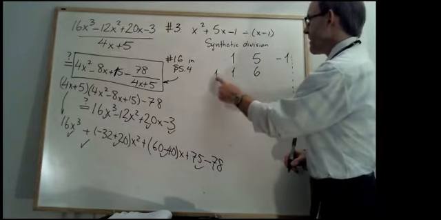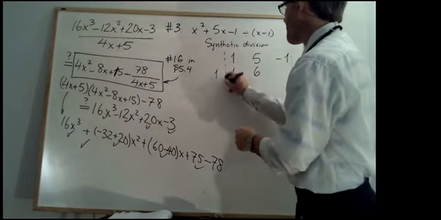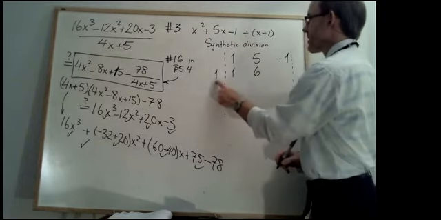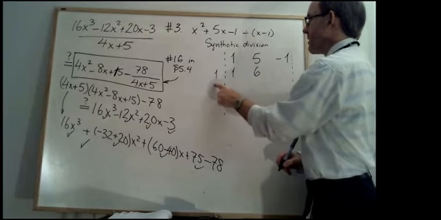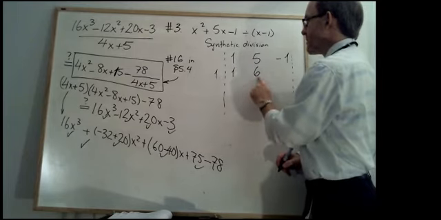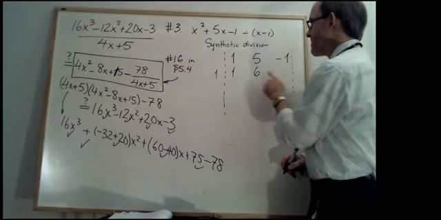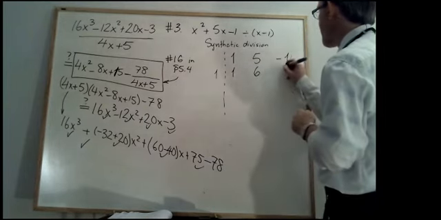And then I do the same thing. Take this value of x that makes this whole thing 0, and I multiply by this and add it to this. So 1 times 6 is 6, minus 1 is 5.